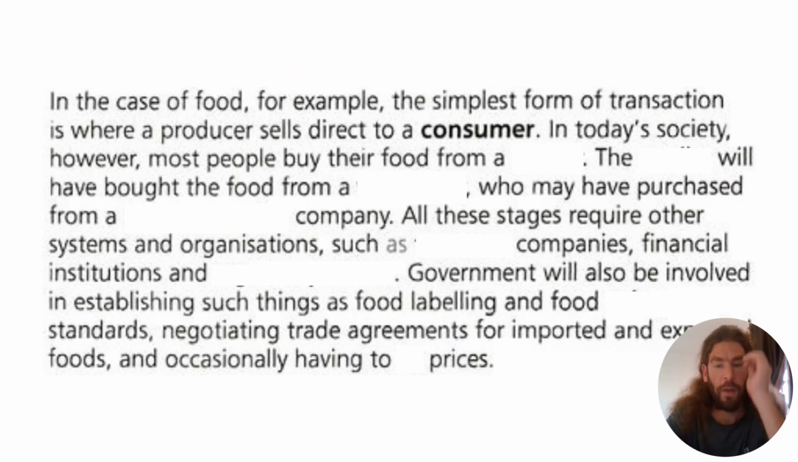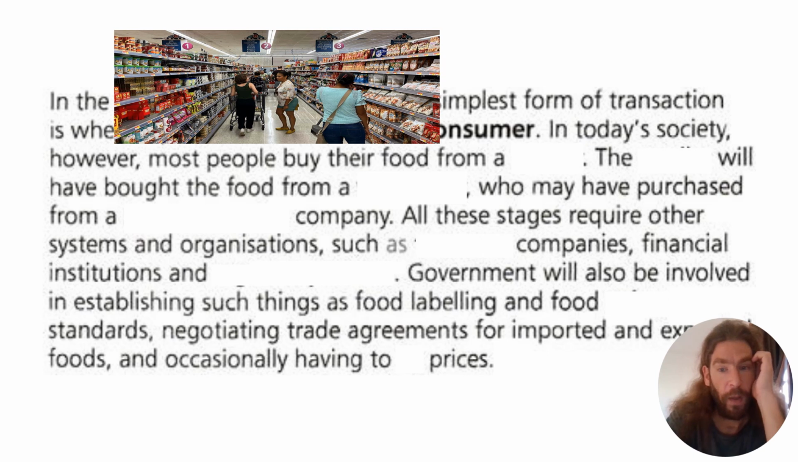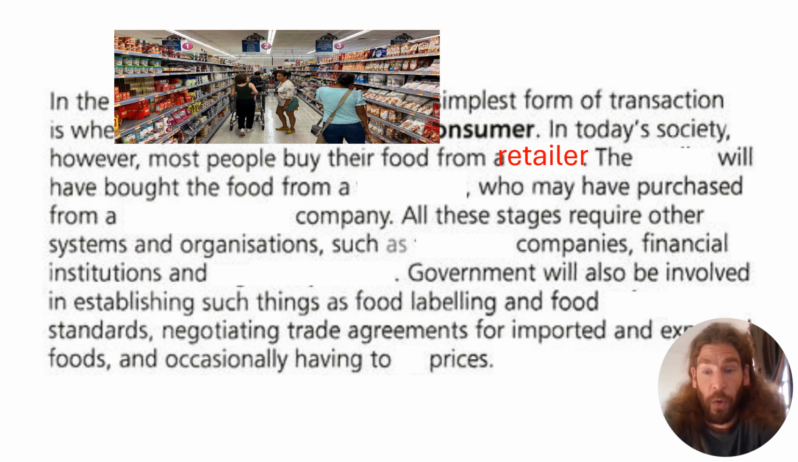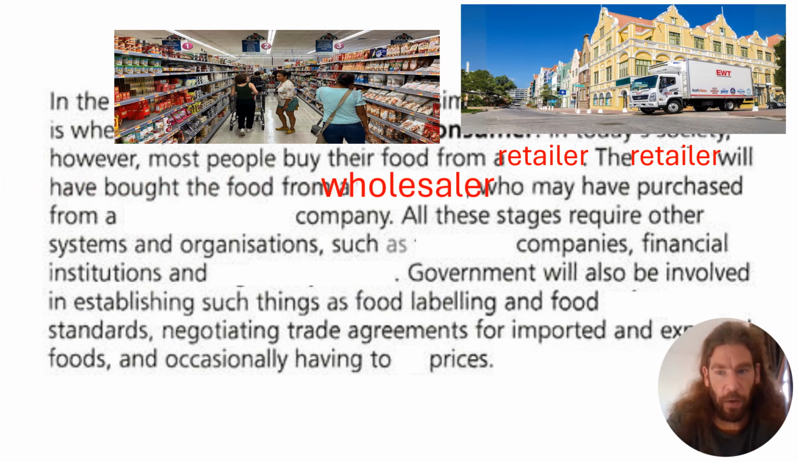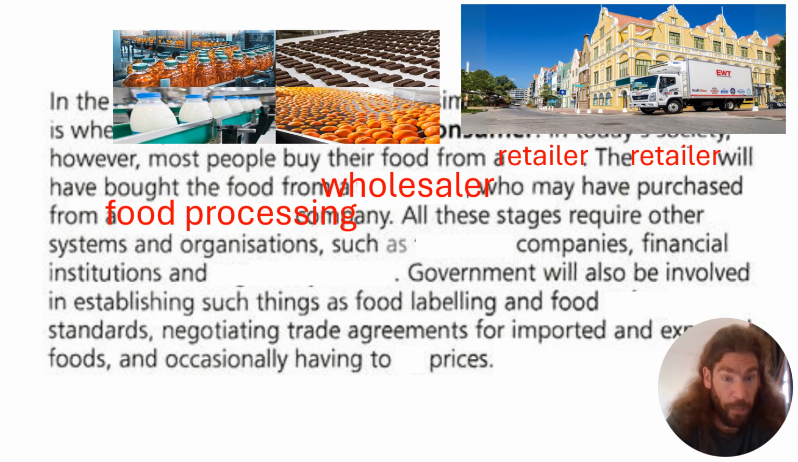In the case of food, for example, the simplest form of transaction is where a producer sells directly to a consumer. So he buys something in a supermarket. But in today's society, most people buy their food from a retailer, like you can see in the corner of the supermarket, like the Mangusa, or one of the Centrums, or other supermarkets. The retailer will have bought the food from a wholesaler, like you can see above, the EWT, the European West, in these trade organizations, who may have purchased from a food processing company. A food processing company is a place where stuff gets bottled or packaged, gets closed off so it can be sold in the supermarket, like you can see in the corner, fully automated.